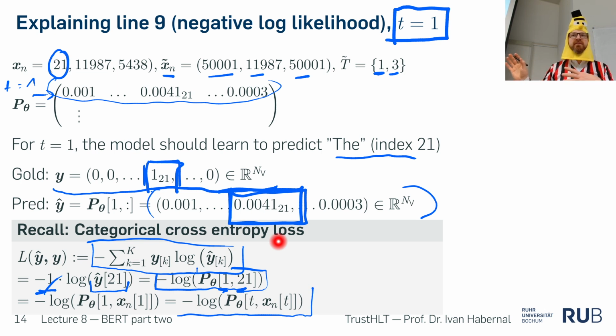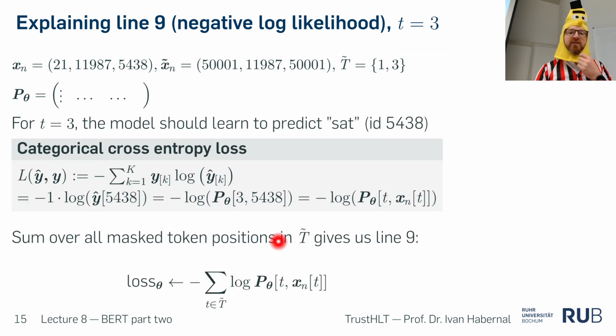Okay, questions? If it doesn't make sense, just go through this example, because I had the same here for the token at position 3, for example, which is also masked.